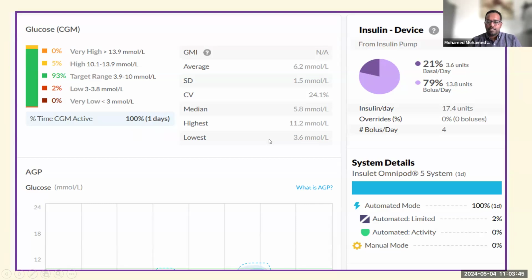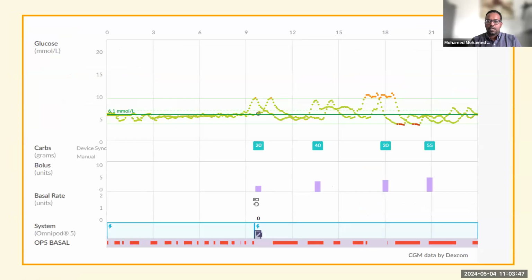Then the next screen is how the actual closed loop system works. So let me ask you, what do you see in the chart? What comments do you have for the chart you see in front of you?